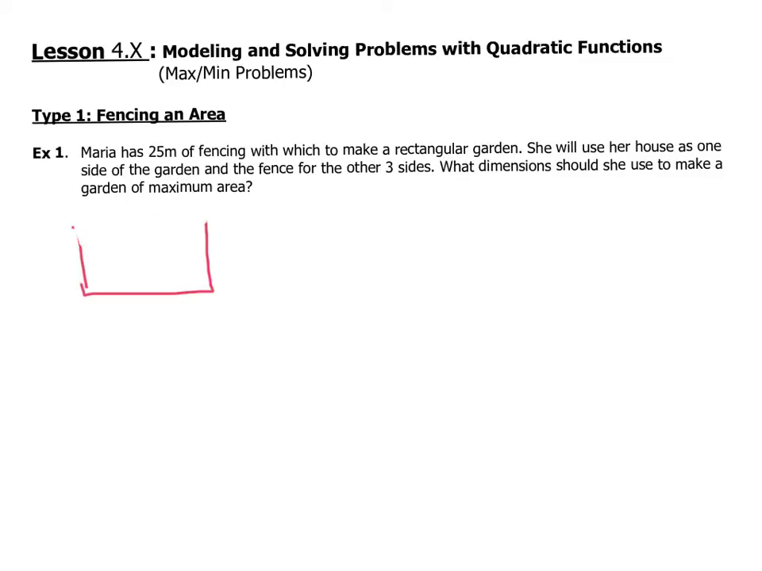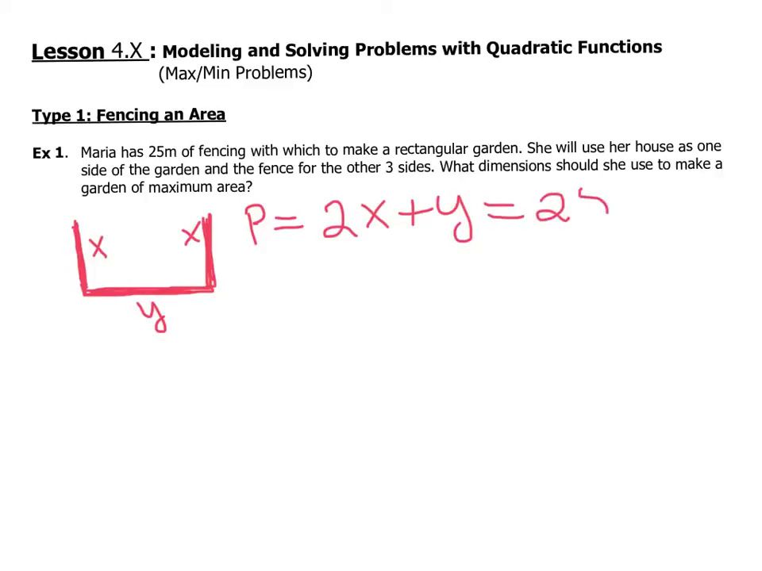So her perimeter is only going to consist of 3 sides. So 2 of the sides are going to be the same, and this other longer side is going to be different. And for those 3 sides of fencing, she has a total of 25 meters. So the perimeter that she has is going to be, let's call this X, let's call that X, and let's call that Y. It's going to be made of 2X plus Y. And she has a total of 25 meters to do that with. We care about maximum area. Now, the formula for area is X times Y, or length times width.